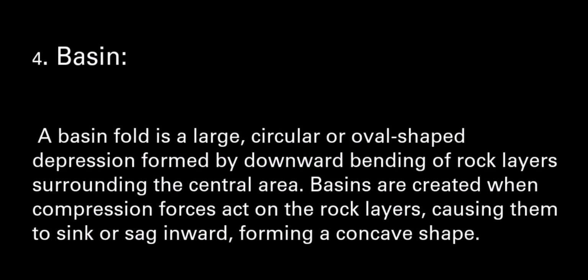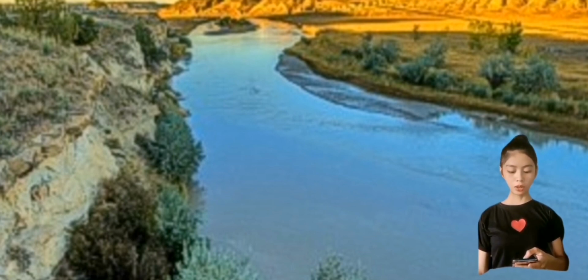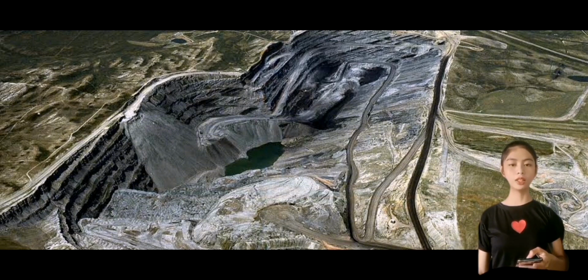Basin. Definition. A basin fold is a large circular or oval-shaped depression formed by downward bending of rock layers surrounding the central area. Formation. Basins are created when compression force acts on the rock layers, causing them to sink or sag inward, forming a concave shape. Example, the Powder River Basin in Wyoming and Montana, USA, and the Williston Basin in North Dakota, USA.